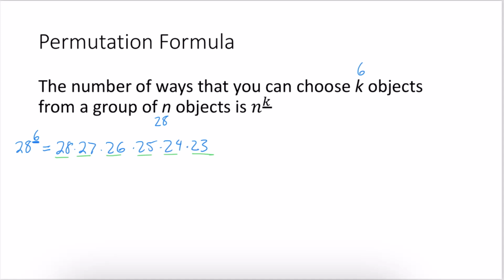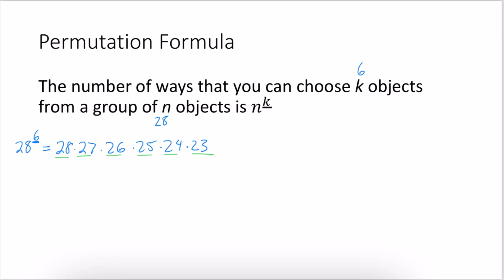A normal exponent, if you didn't have that line underneath it, would be 28 times 28 times 28, 6 times. So we use this notation of a falling exponent. I think of it as a falling exponent, but technically it's not an exponent at all, because you're not multiplying the same number by itself multiple times. But we use notation that looks kind of like an exponent because it has a similar idea to an exponent.